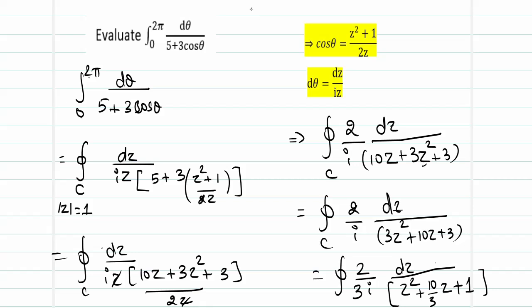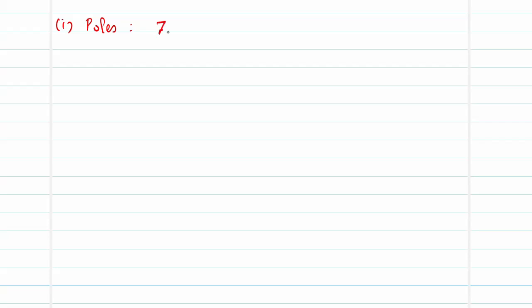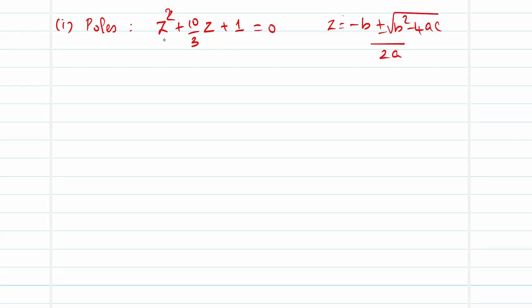So the first thing which we need to do now is going to be estimation of poles. How to get your poles? Equate your denominator to 0. So what was my denominator? Denominator was z square plus 10 by 3 times z plus 1 equal to 0. So let me use the formula: z is equal to minus b plus or minus the square root of b square minus 4ac, divided by 2a, since this is going to be a quadratic equation.